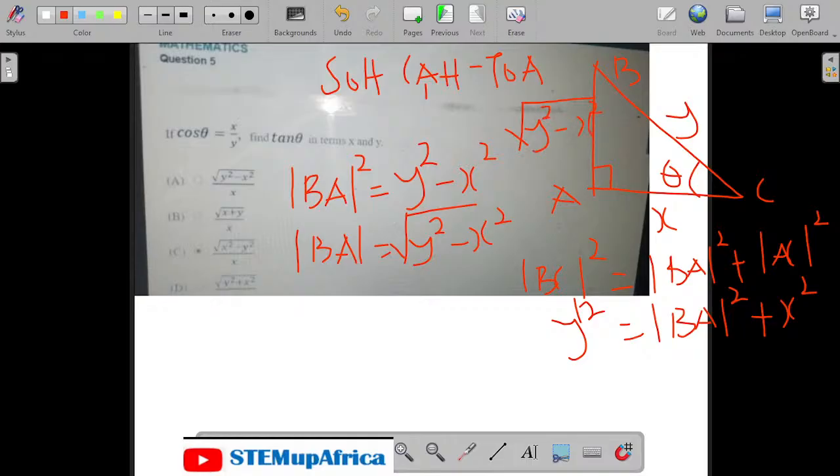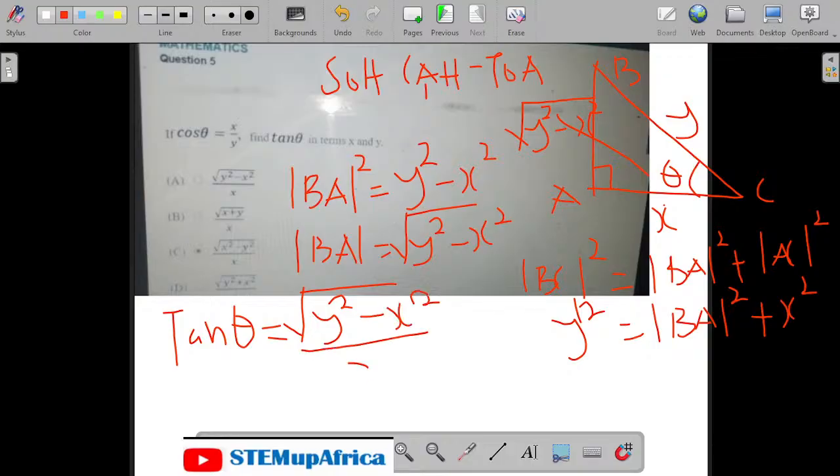Now we're asked to find tan. Tan is opposite over adjacent. Tan theta is the opposite, the square root of y squared minus x squared, over x. The answer is A, not C.